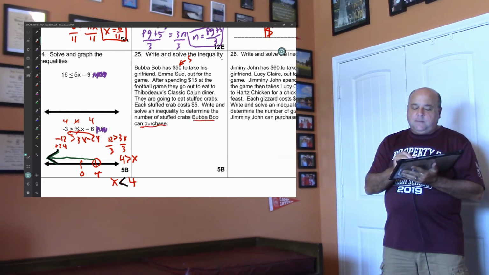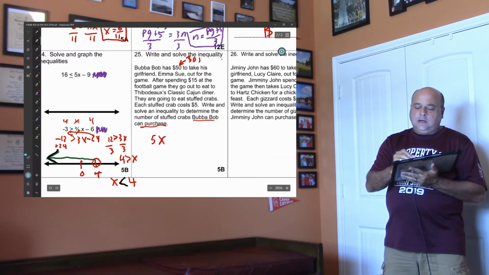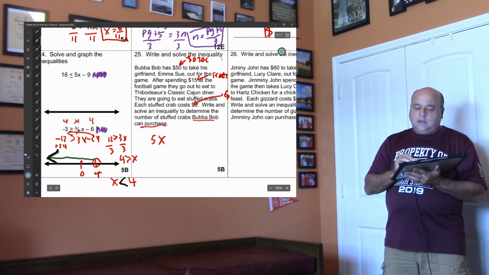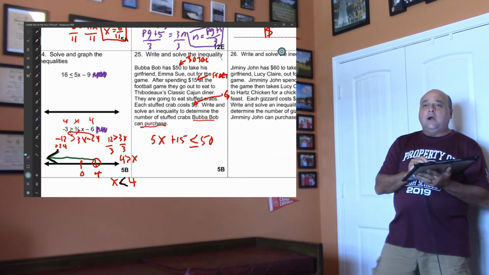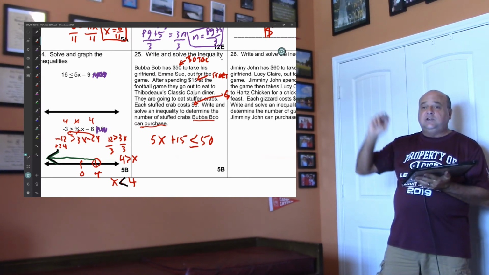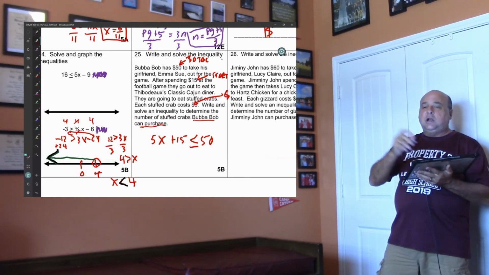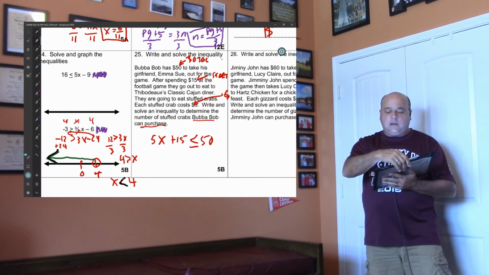So each stuffed crab is 5. So write down 5x. This is actually going to be our total. And this is going to be our starting number. And this will be our growing number. Okay, so 5x plus 15 cannot be more than 50, right? So on the left, I have what I'm spending, and my total is 50. So I have 5x plus 15 in total, don't I? Okay, so I'm just going to move over the 15 and solve it for x. That'll be the number of stuffed crabs I can purchase.